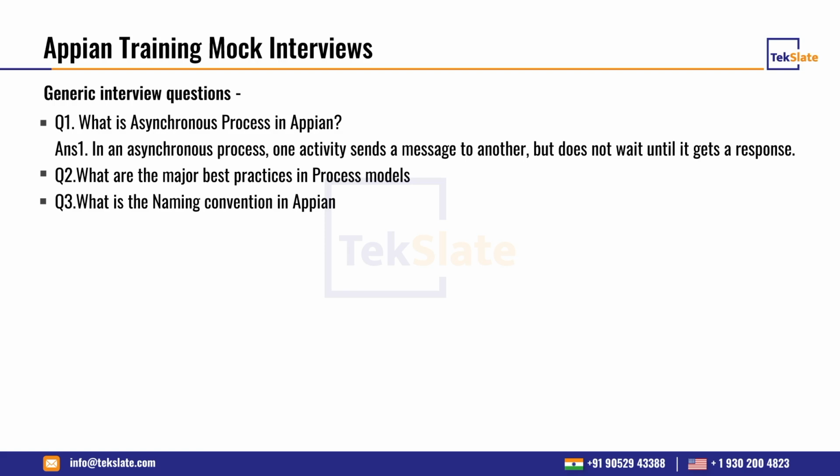Starting from question one, what is an asynchronous process in Appian? In an asynchronous process, one activity sends a message to another, but it does not wait until it gets a response. What I mean by that is, if I take a real life example, it would be like you are calling someone over phone to inform them that either you should go direction A or direction B or any other thing. I'm just taking a hypothetical example.